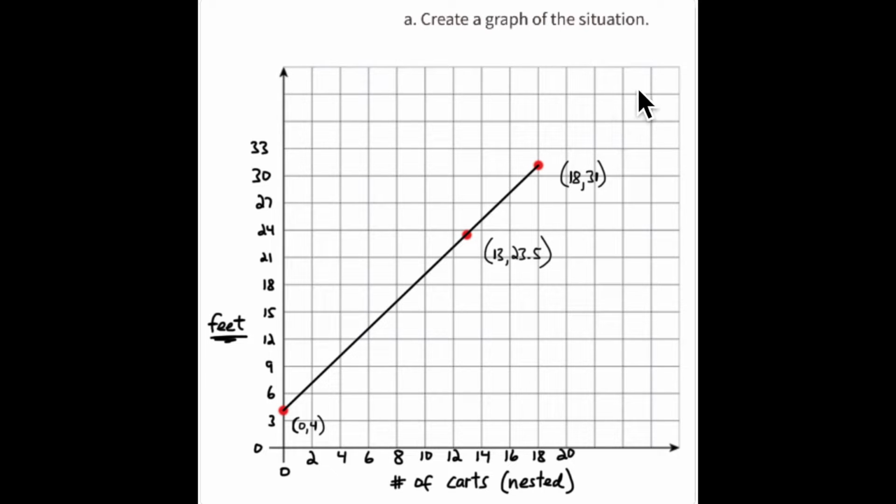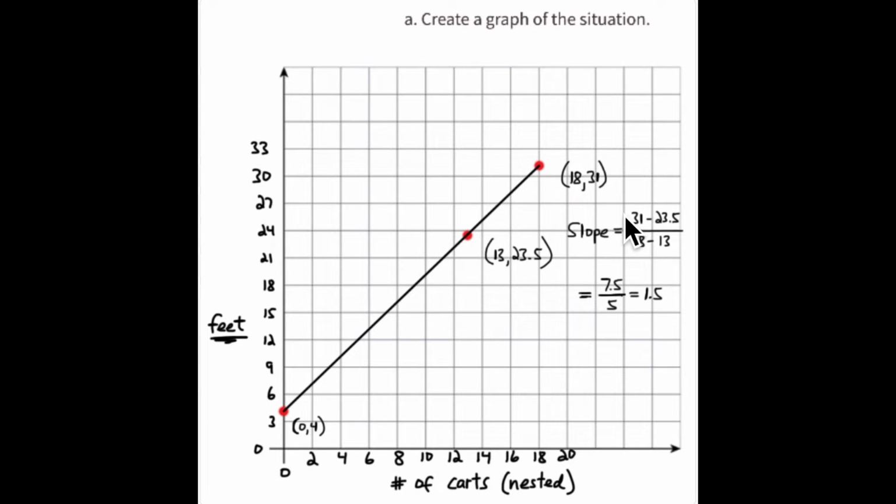It's useful when we get out here because we're going to have to look at a number of feet and a number of carts out here in a few moments. So the slope is calculated as the change along the y-axis, or the change in the vertical length. So that says 31 minus 23.5. So 31 minus 23.5 is a 7.5 foot change in the vertical direction, starting at 13 nested carts and going to 18 nested carts. That's 18 minus 13. So that's 5 nested carts.